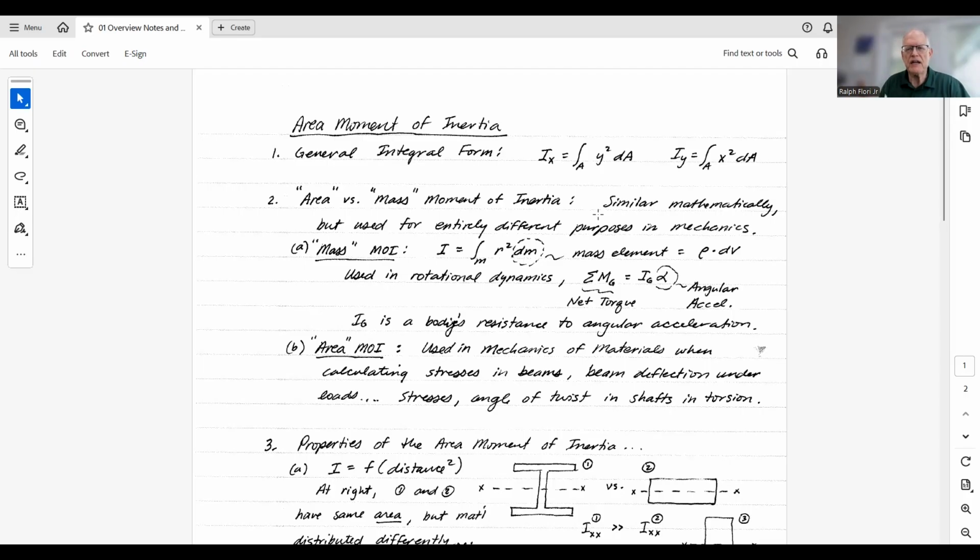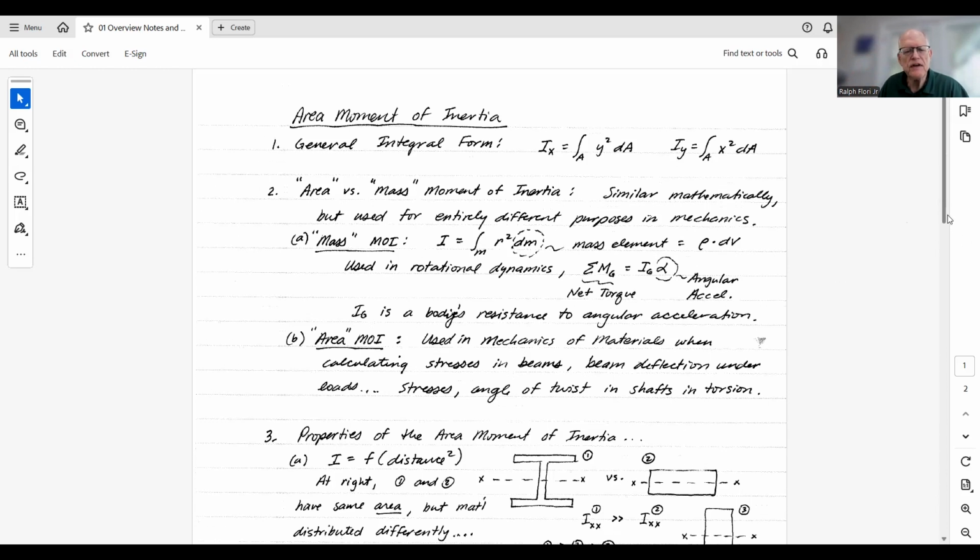For example, if you're doing rotational dynamics, the net torque on a rigid body produces an angular acceleration alpha that's proportional to the mass moment of inertia. So Ig is a measure of the body's resistance to rotation. That's an analog to a body's mass in terms of its resistance to linear acceleration. So mass moment of inertia is very similar to an area moment of inertia.